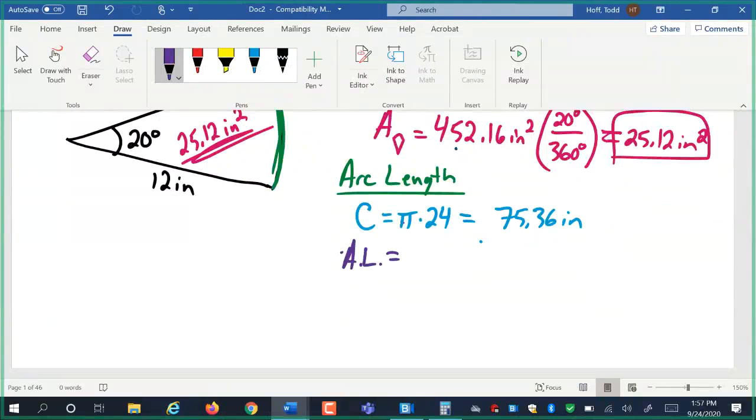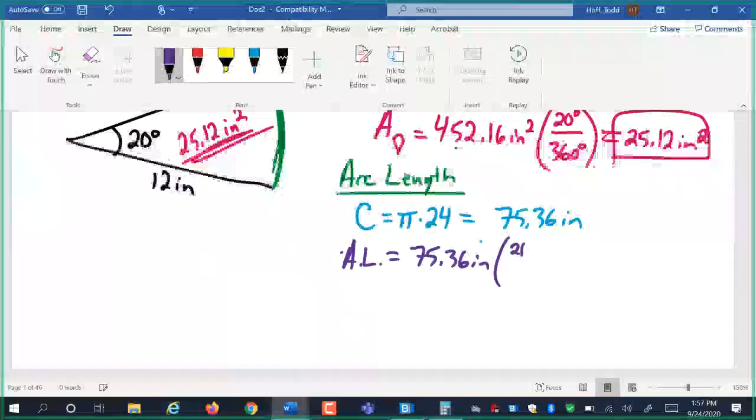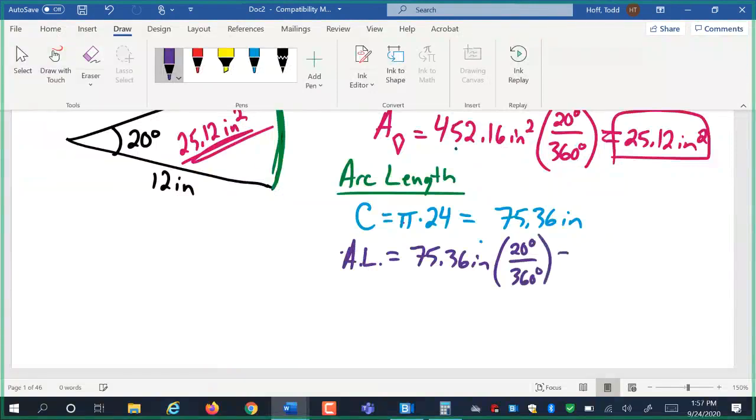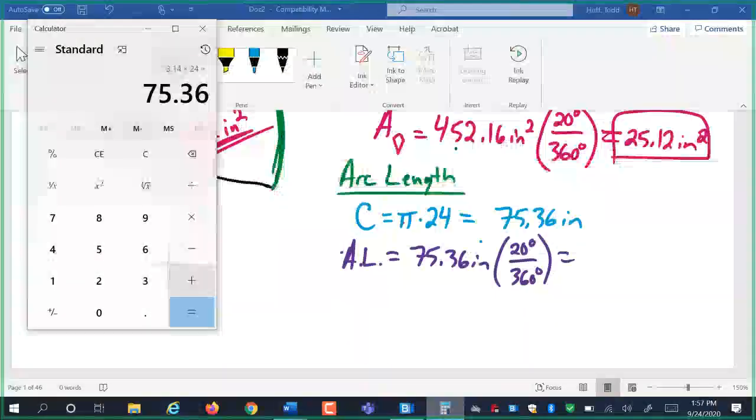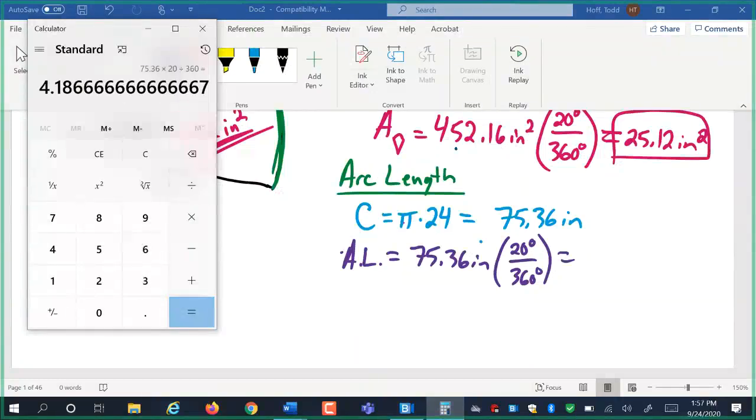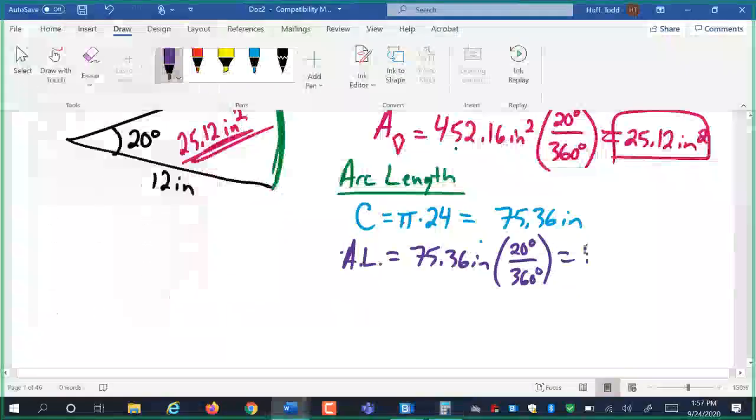So the arc length is that total circumference, 75.36 inches, times that central angle, 20 degrees out of 360. So 75.36 times 20 divided by 360 gives us 4.19 inches of arc length.